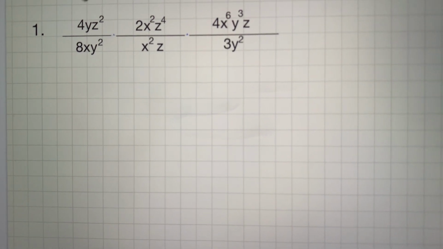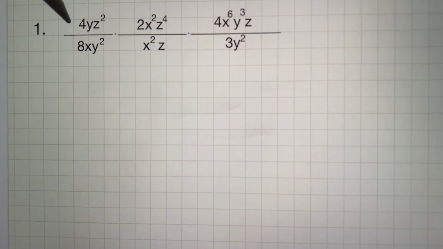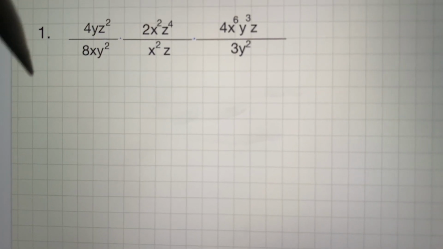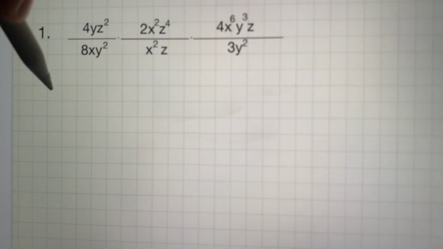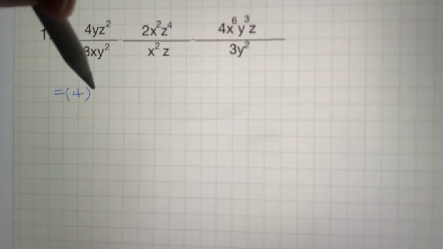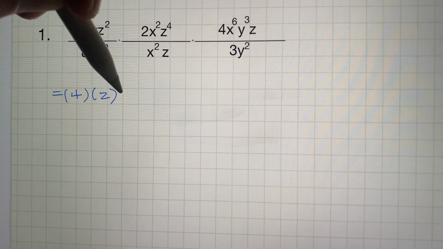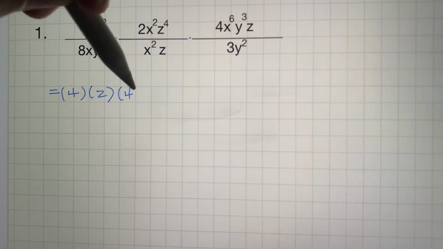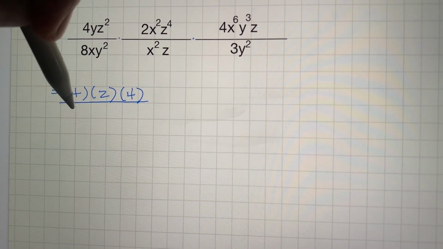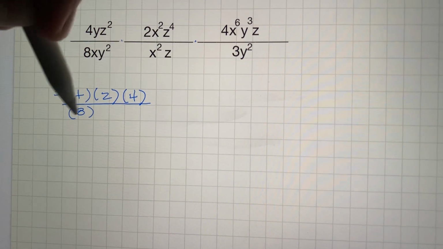I can take the upper part and I will start grouping everything together. So let's see. I can end up with 4 times 2 times 4 divided by 8 times 3.